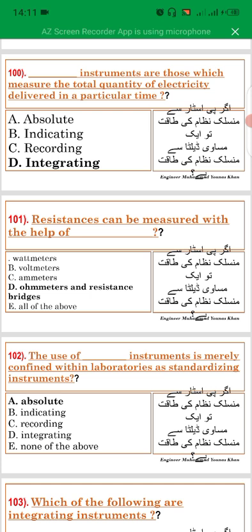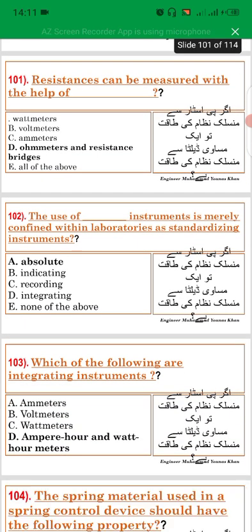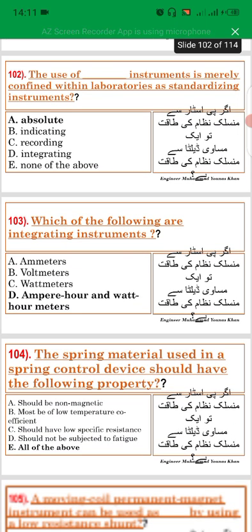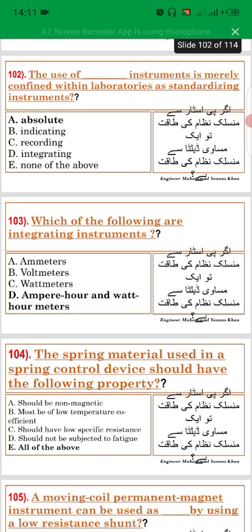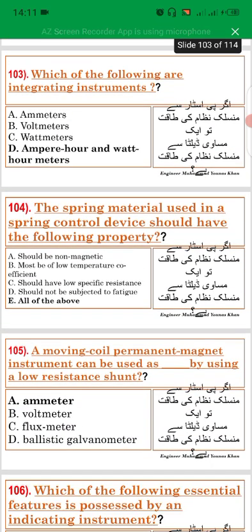Integrating instruments are those which measure the total quantity of electricity delivered in a particular time. Resistance can be measured with the help of ohmmeter and resistance bridge. The use of absolute instrument is merely confined within laboratories as standardizing instrument. Which of the following are integrating instruments? Ampere hour and watt hour meters.